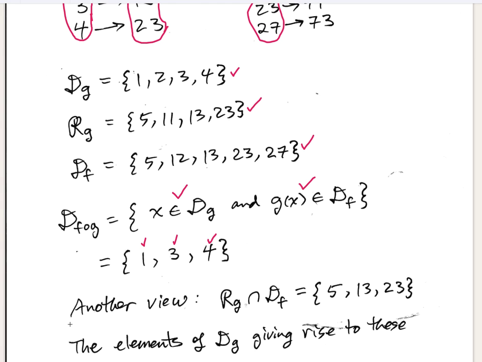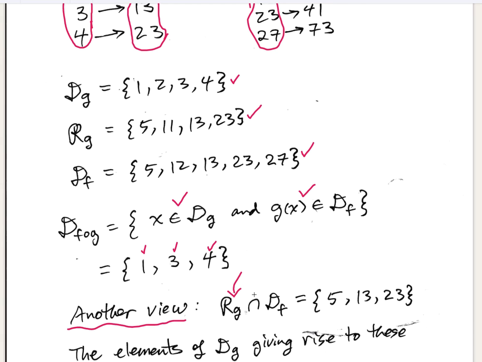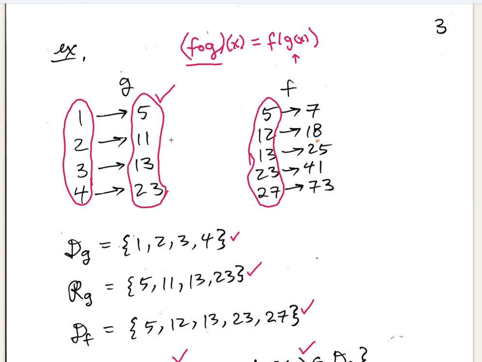Here's another way of viewing this. I'm writing this other way of viewing it because we know what the domain of the functions are, but we also know the range of g easily. The range of g is 5, 11, 13, 23. These are the values that are coming out here. And then I'm going to intersect that with the domain of f. Remember that symbol, intersection? I'm intersecting these two sets right here to see what elements they have in common.